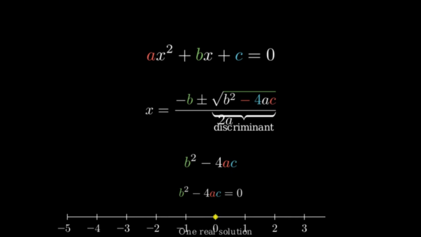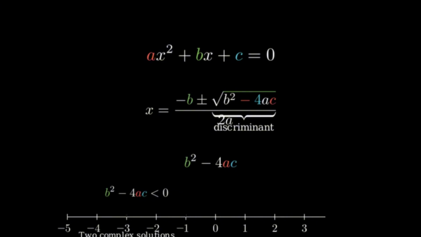The most intriguing case occurs when the discriminant is negative, meaning b squared is less than 4ac. Here, we enter the realm of complex numbers because we need to take the square root of a negative number. Consider the equation x squared plus 2x plus 5 equals 0. Here, the discriminant is 4 minus 20, which equals negative 16.